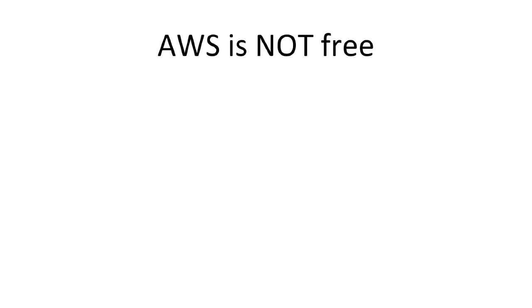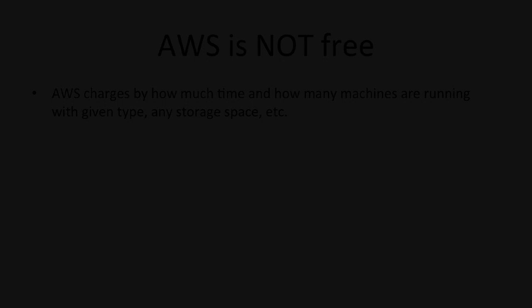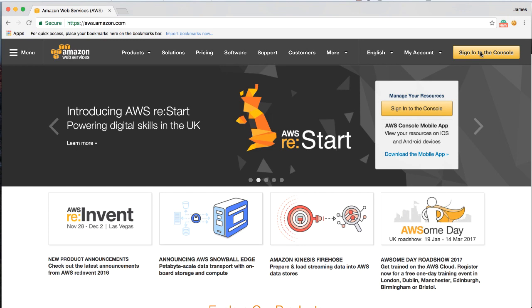Just a reminder here, AWS is not free. AWS charges by how much time and how many machines are running with a given type, any storage space, etc. We pay for what we use. It cost me about $30 setting up and running the demo stack for about 4 hours on AWS. I recommend you only watch me in this lecture. If you want to follow along, make sure you terminate your cluster and delete your files from S3 after you're done. Let's get started.